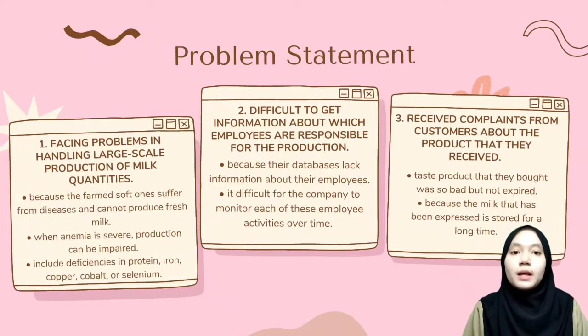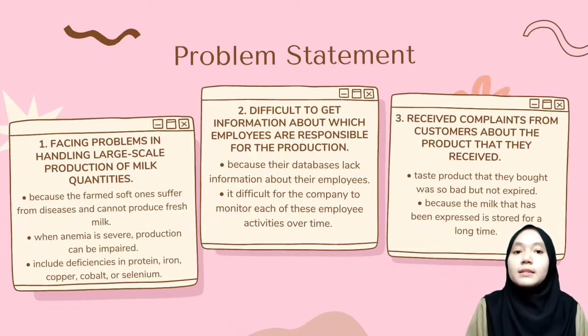Second, company find it difficult to get information about which employer are responsible for the production of each product because their database lack information about these employers. It's difficult for the company to monitor each of these employer activity over time.